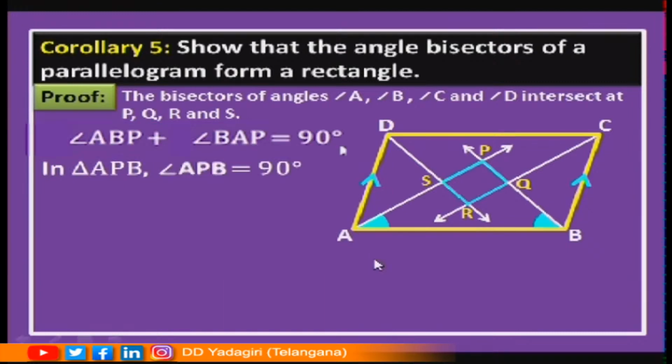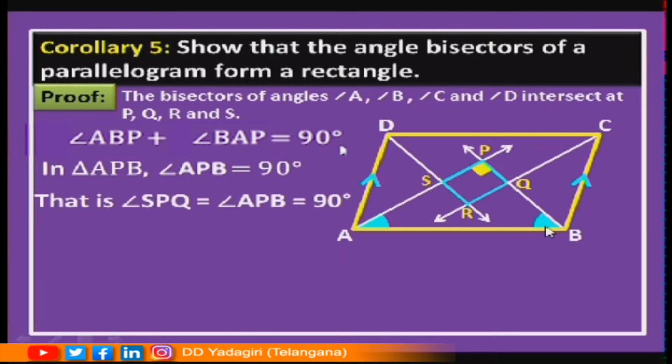Now, let us consider triangle APB, this bigger triangle. In this, we have noticed these two angles, which are shaded here, and the sum of these two is 90. In a triangle we know that the sum of 3 angles is 180. Out of this, the sum of these two is 90. So, this remaining angle here should be equal to 90. So, this is nothing but APB. So, we have APB as 90 degrees.